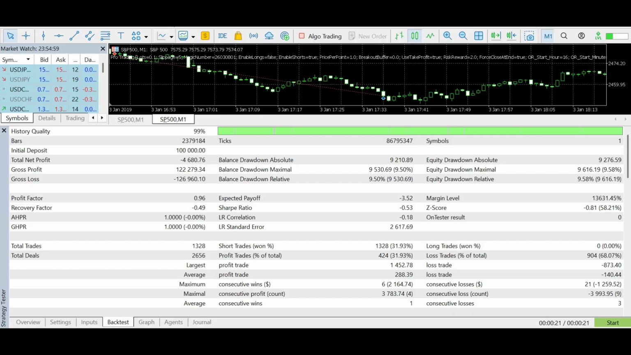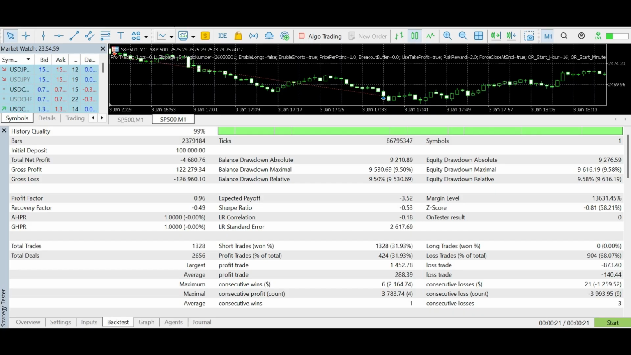The test had 1,328 total trades. Out of those trades, 424 were winners and 904 were losers. That gives us a win rate of 31.93%. So right away, we can see the win rate drop a lot compared to the 1R short only test. That makes sense because a 2R target is harder to hit than a 1R target.